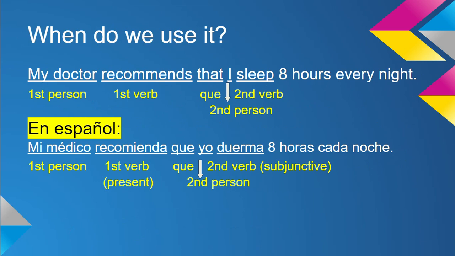So look at recomendar. That's a new verb, I think, from this chapter. Recomendar. It's a stem changer. It's E to IE, so you can see that stem change there. And it's conjugated in the present tense. It's an AR verb, and it has an A ending for mi médico. Mi médico recomienda que yo, now look at dormir. Dormir is in the subjunctive. Duerma. It's not duermo, it's duerma. Okay?